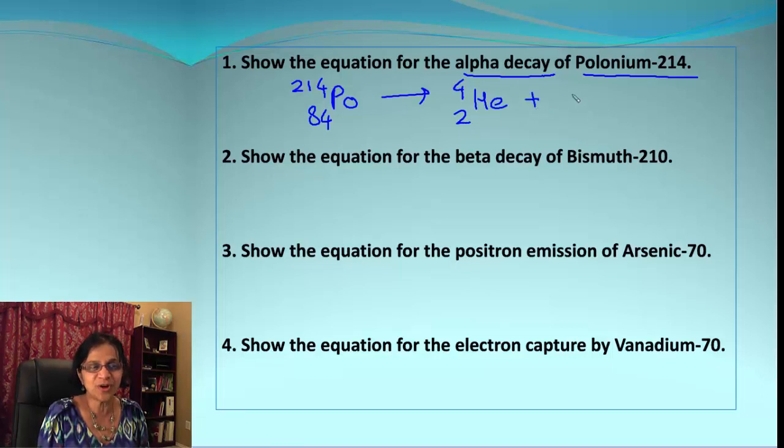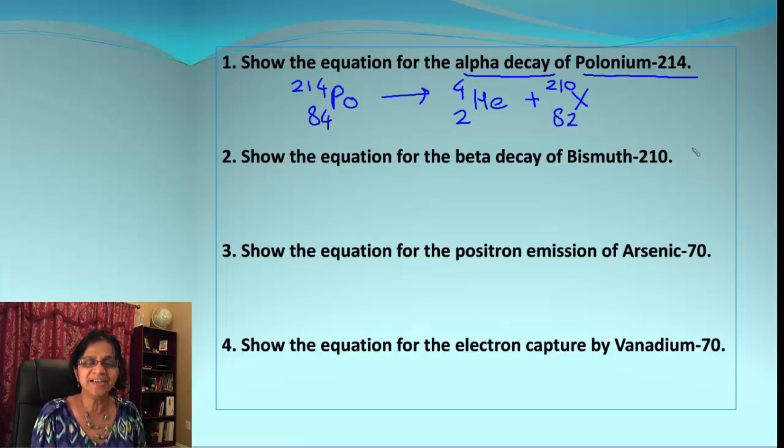And the element which we are going to get, let's say we represent that by X, we can find out its atomic mass number and atomic number, because the total of 4 and the atomic mass number which is going to be here should be 214. So very clearly that must be 210. And 2 plus that number should give me 84 as the answer. So I should have 82 as the atomic number.